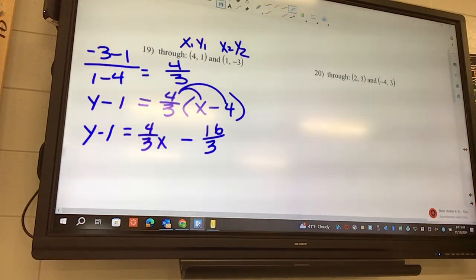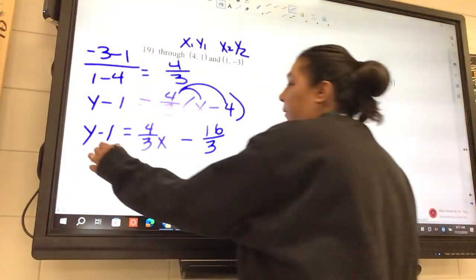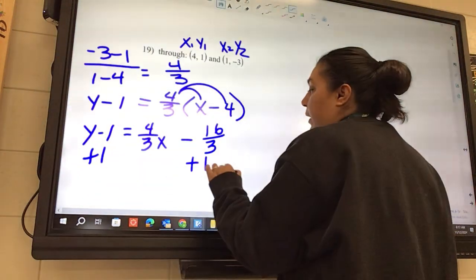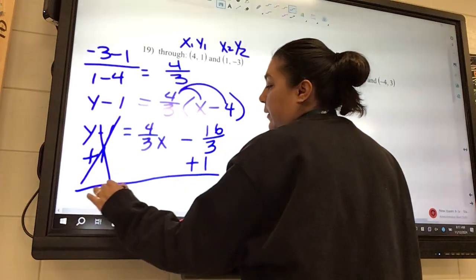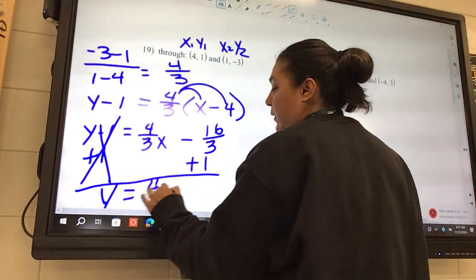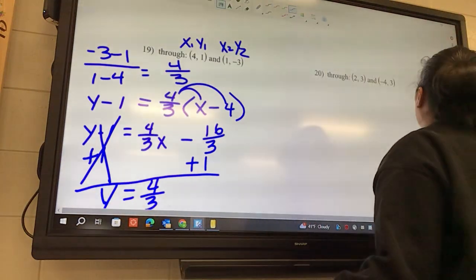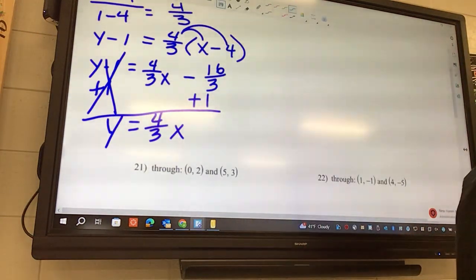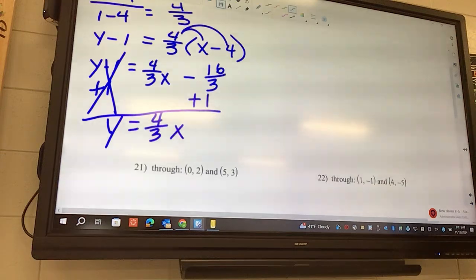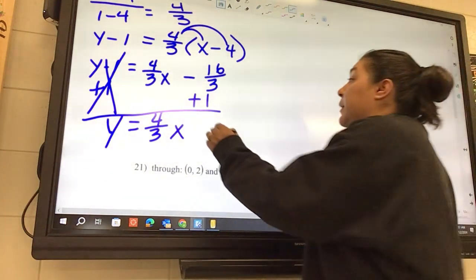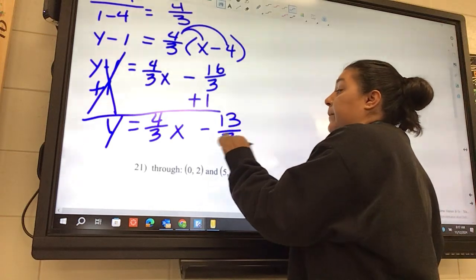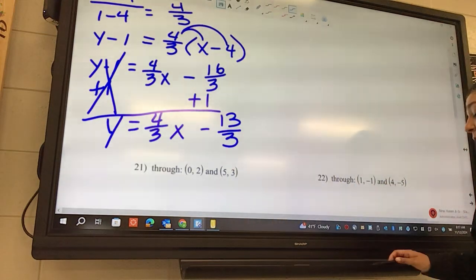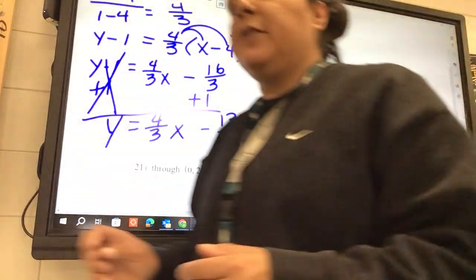And then we're gonna do what? Add 1 to both sides. So it's really gonna be -16 over 3 plus 1. And what is that? -13 over 3? Somebody agree? Yeah. Okay, the rest of the sheet is for you guys to do. Go through and get your side done.